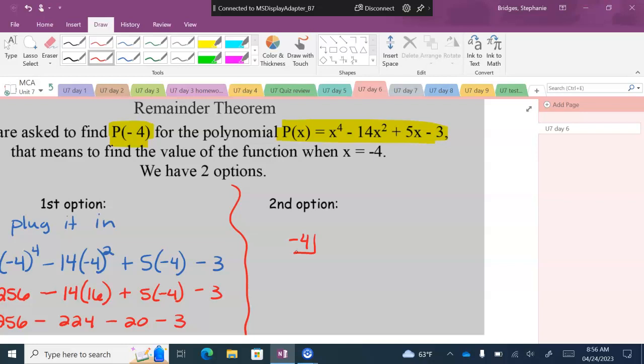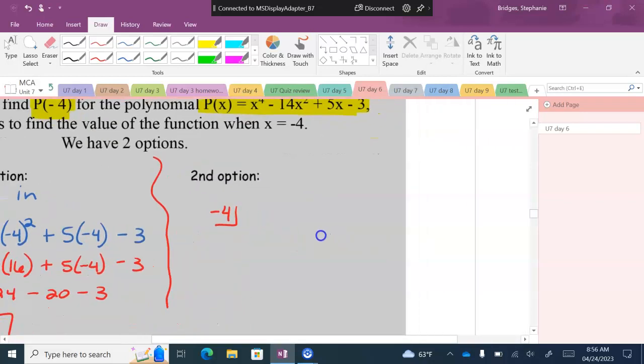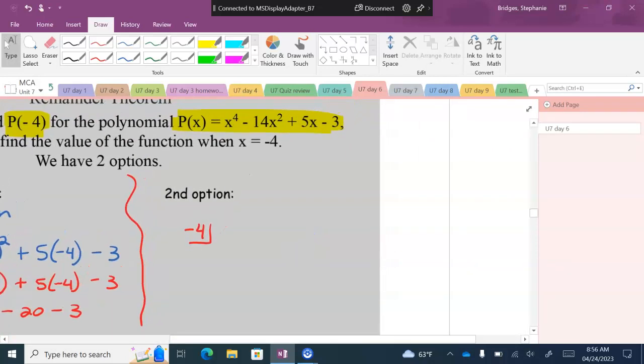What am I missing? I'm missing x to the 3rd. So we're going to set it up 1x to the 4th, 0x to the 3rd, negative 14x squared, positive 5x, negative 3.